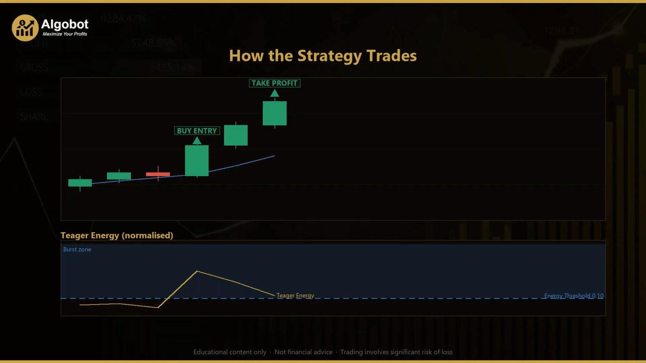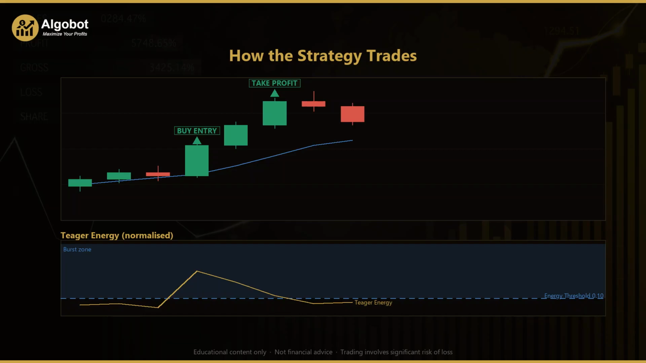Price surges up with a strong bullish body, and in the panel below, the gold energy line spikes and crosses up through the threshold into the burst zone. That's a fresh burst. At the same moment, the oscillator is positive and expanding, and the blue baseline is sloping up, so the trend gate agrees. Every condition lines up, and the buy entry marker prints on that candle. The stop loss is tucked 1 ATR distance below the entry, and the take profit target is set at twice that distance above for a reward to risk of 2 to 1.